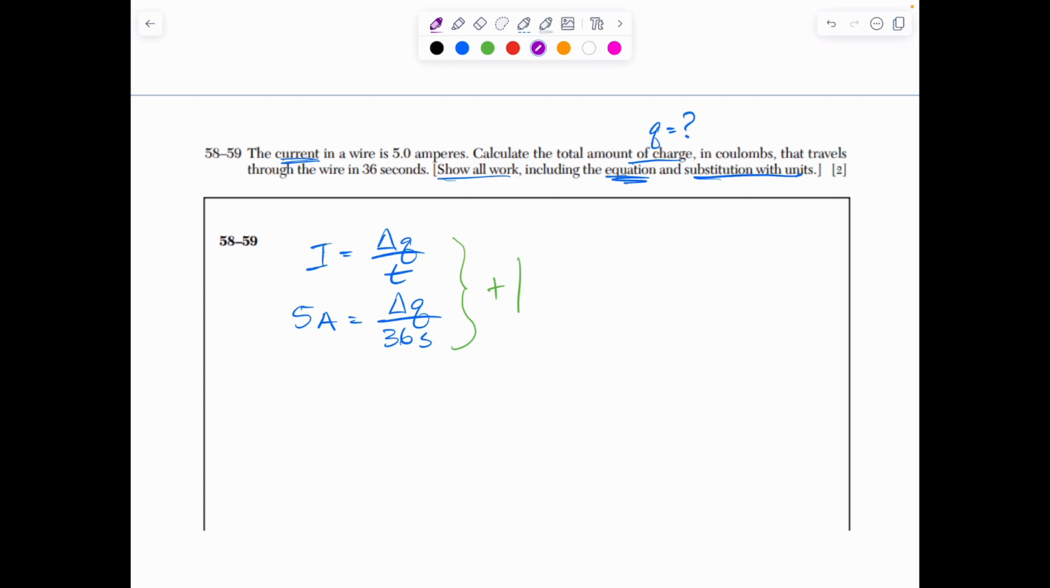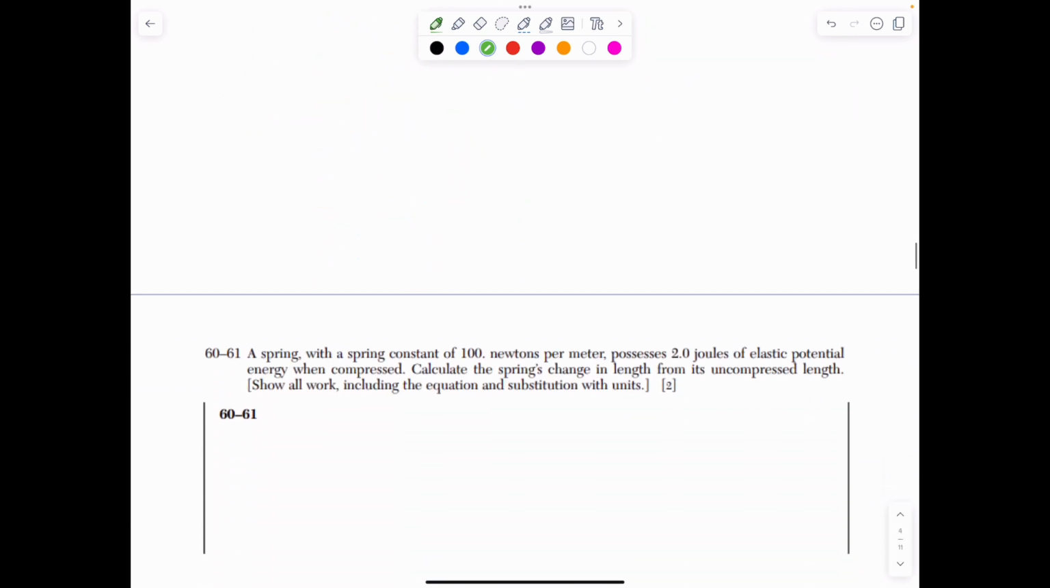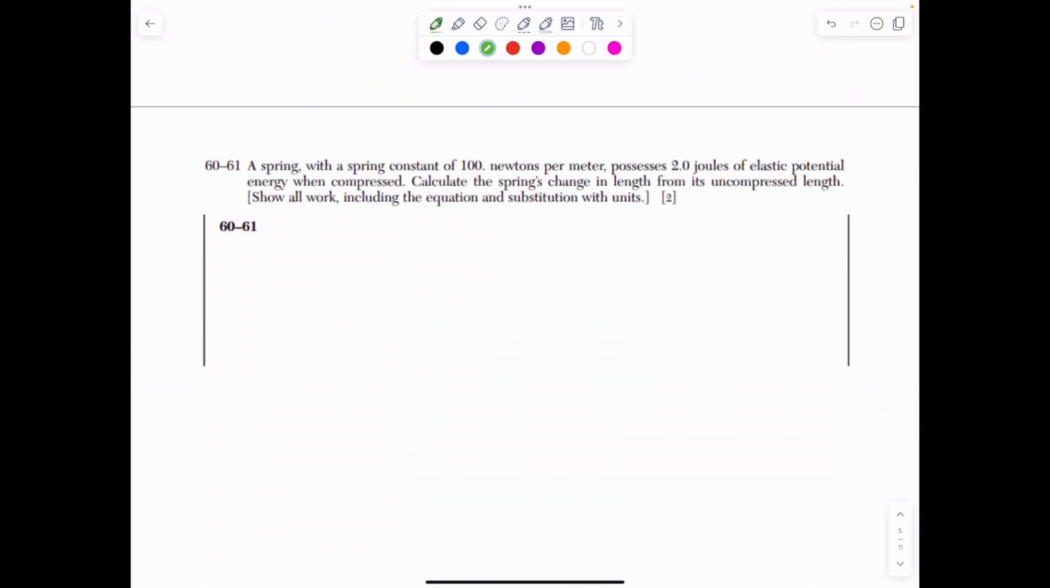If we cross multiply this, let me show you. So delta Q is 180. Now, what are our units? It tells us coulombs. So use that as a resource. Don't forget your units. I just got my second point, +1. All right. Next question. 6061.